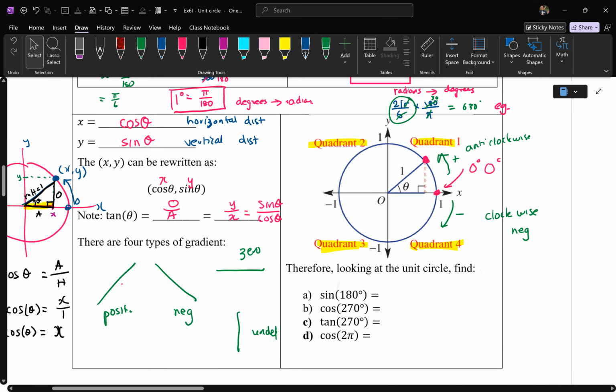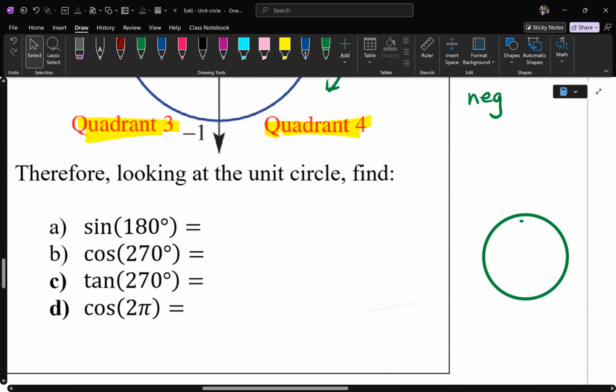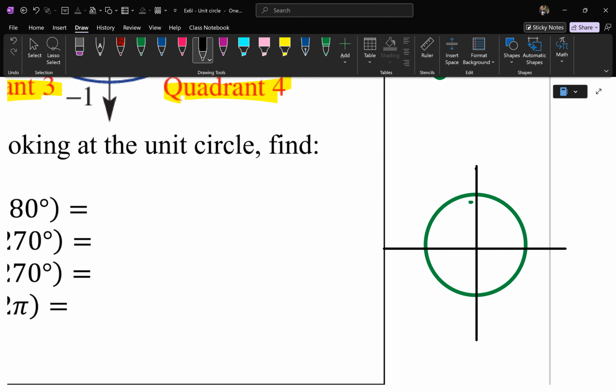Here's an example. Eyes and ears towards the board, thank you. If I drew a circle again, but let's say this time I'm working all the way around the circle to this point. That means from the origin, I've got that hypotenuse, that's the radius. But that means when you do tan, you're finding the gradient of that line there. That's what tan means.